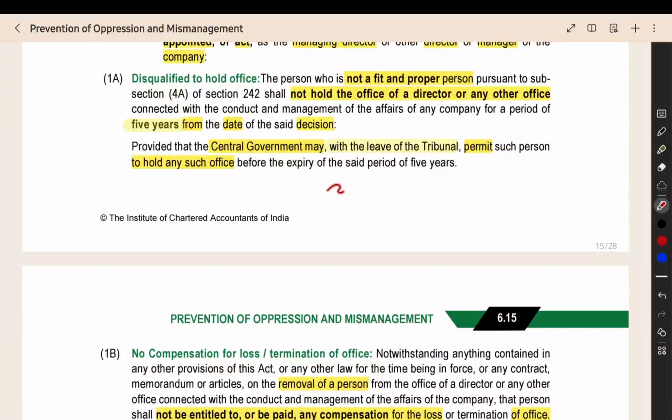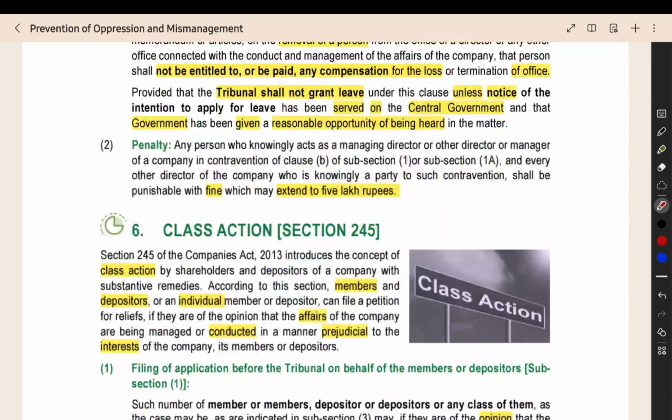Then, if the central government makes an application to determine whether a person is a fit and proper person or not, and the tribunal says that he is not a fit and proper person, then you cannot appoint him in any company for a period of 5 years from the date of the decision. If you want to appoint within 5 years, you have to get the permission of both the central government and the tribunal for the fit and proper person for that particular matter.